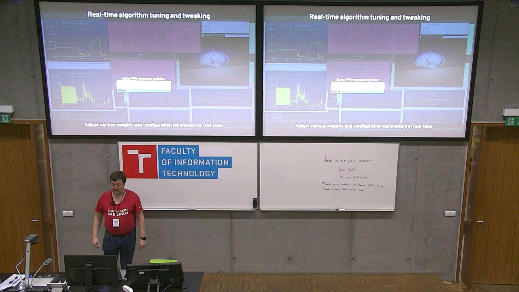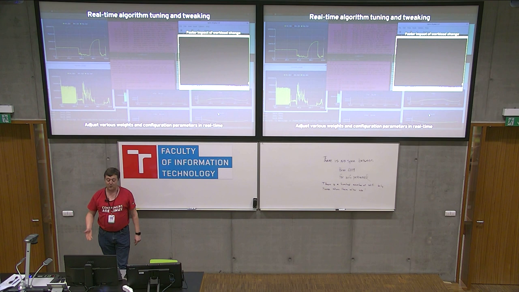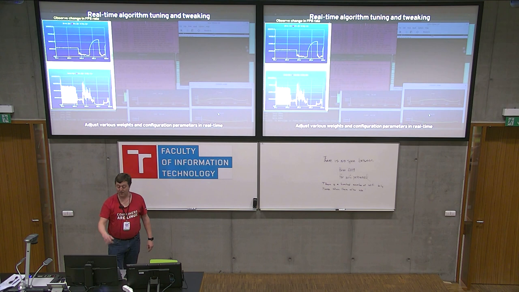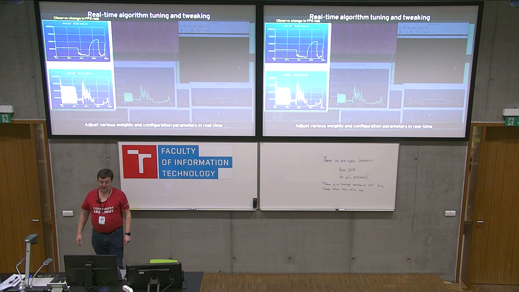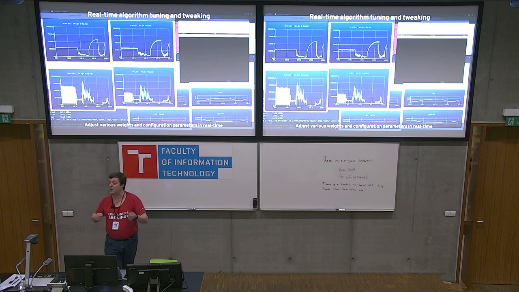So I adjust this parameter, and I'm going to see that now the slope, when I do this workload change, the slope on the left is faster. Now, I gave a higher weight to this target, so now I see that basically it's climbing faster. So that's how I can sort of tweak to try to have something that behaves more or less the way I want.